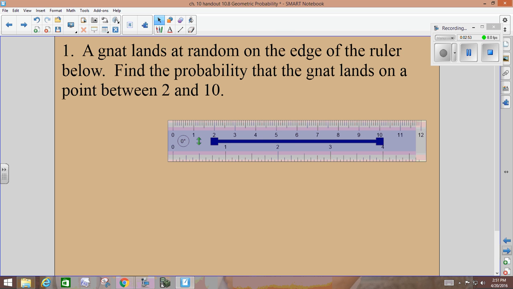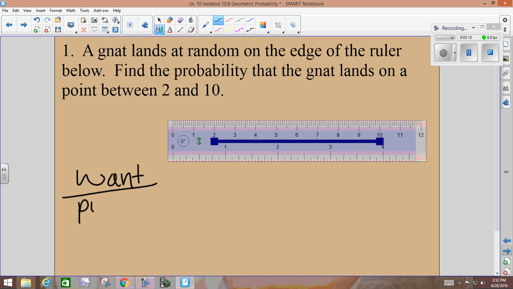Okay, your first one. A gnat lands at random on the edge of a ruler. Find the probability that the gnat lands on a point between 2 and 10. So probability, what we want over the total possible. Geometric here, we're going to be thinking like area, lengths. We want him to land between 2 and 10. So I need to figure out how many inches or how long that segment is we want him to land in. How long would it be from 2 to 10?